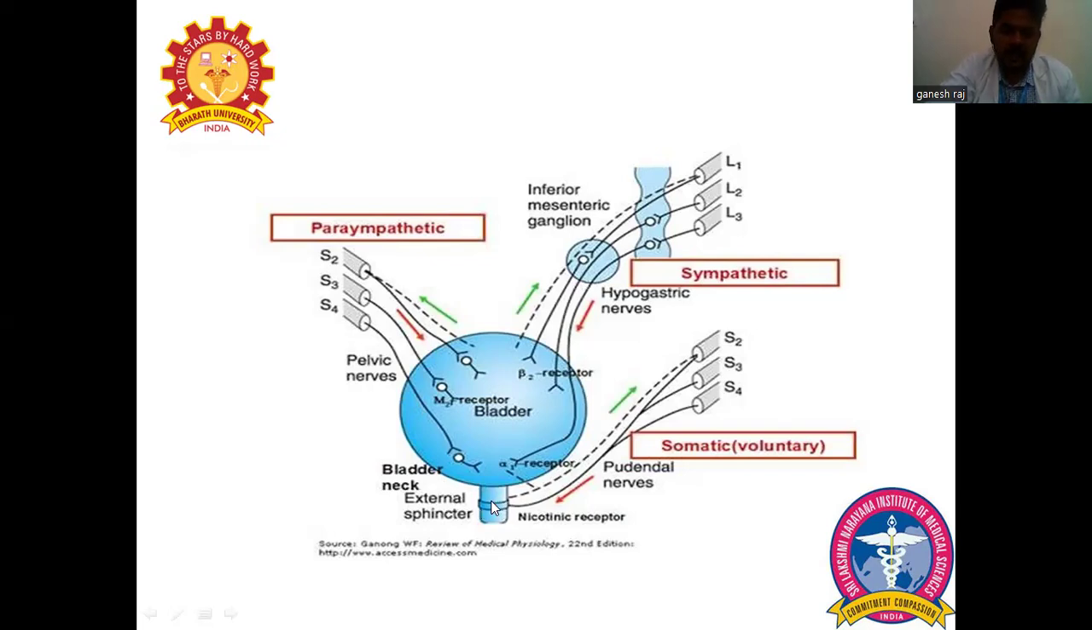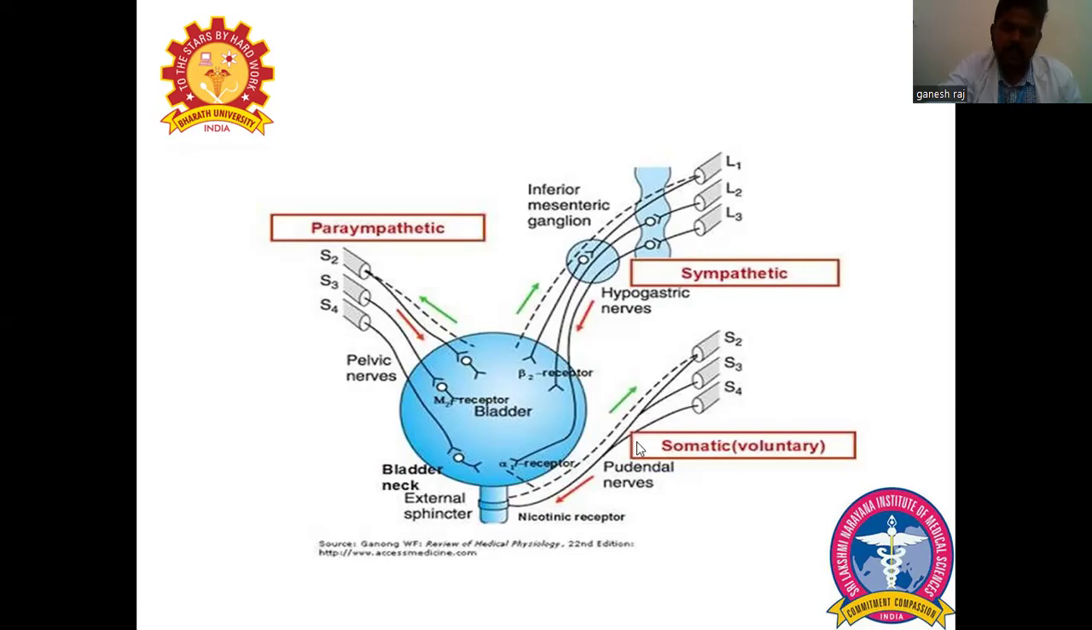The external urethral sphincter, I told you, is made up of skeletal muscle. Skeletal muscle is a voluntary muscle. So this is supplied by a somatic motor nerve, namely the pudendal nerve. So these are the three nerves you should remember. Parasympathetic nerves come through the pelvic nerve, sympathetic nerves come through the hypogastric nerve, and somatic motor nerves come through the pudendal nerves.